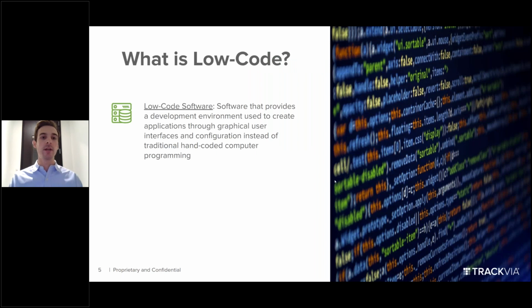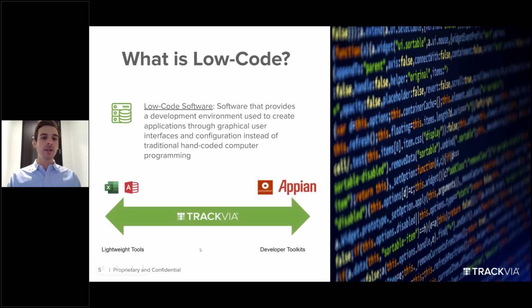So what is low code? The dictionary definition is it's software that provides a development environment used to create applications through graphical user interfaces and configuration instead of traditional hand-coded computer programming. And that's really just a fancy way of saying that we have this environment that you can stand up applications and workflow processes without having to have a technical background or computer programming knowledge. So we have this spectrum here at the bottom that defines our lightweight low-code tools and more of our developer toolkits in the low-code space.